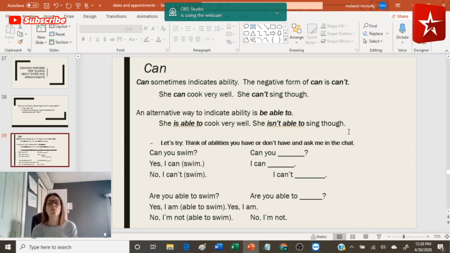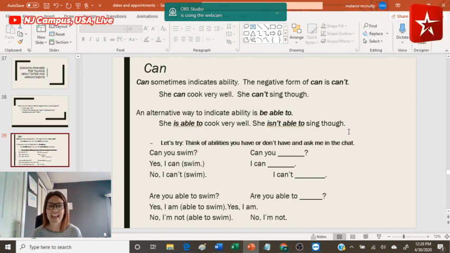So I want to talk about the word can. Can sometimes indicates ability. The negative form of can is can't. She can cook very well. And I want you to take note of my pronunciation when I use this for ability in the middle of a sentence. She can cook very well. Okay, so she's a good cook. She has the ability to cook well. She can cook very well.